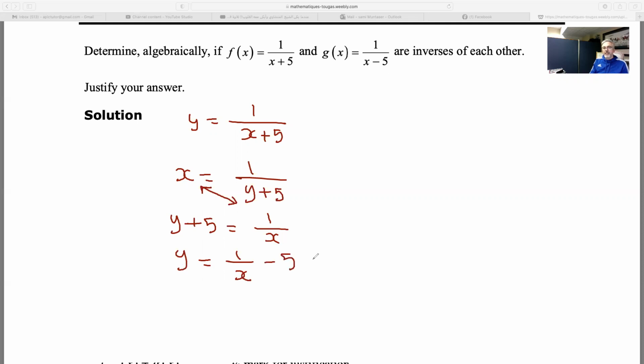I'm going to do a common denominator. This is over 1, so the common denominator is x. So x divided by x is 1, 1 times 1 is 1. Minus x divided by 1 is x, x times 5 is 5x. And as you see, definitely, this is not the inverse. This is not the inverse of this, because the inverse of this gives me this and not that.